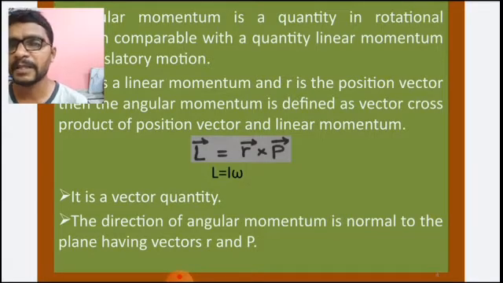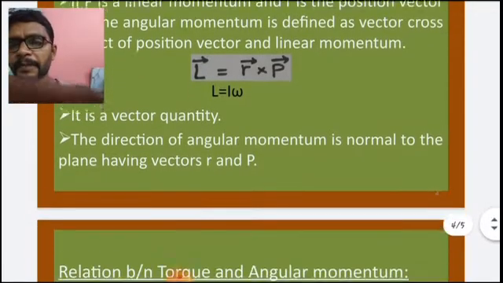Similarly, L bar is equal to r bar cross p bar. If you remove the cross product, what do we get in this case? Sin theta. If theta is equal to 90 degrees, then we'll get L maximum. So therefore, the direction of angular momentum is normal to the plane having vectors r and p.